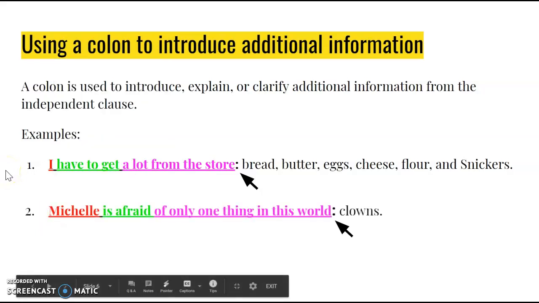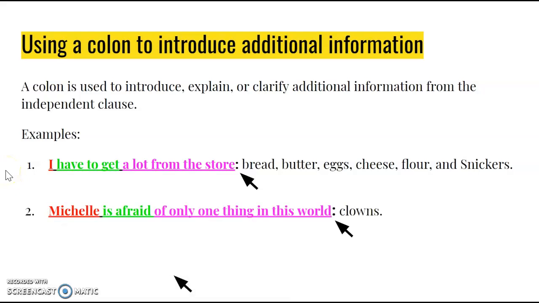I can also use it to set up additional information. For example, Michelle is afraid of only one thing in this world. That is an independent clause and can stand on its own. However, I want to know what she's afraid of. So I can use a colon to introduce what she's afraid of. Michelle is afraid of only one thing in this world: clowns.